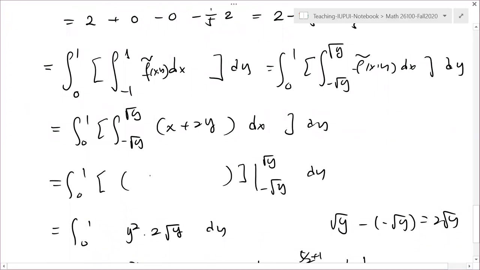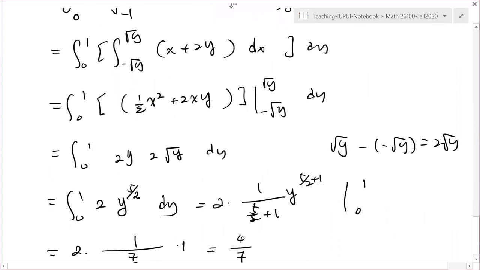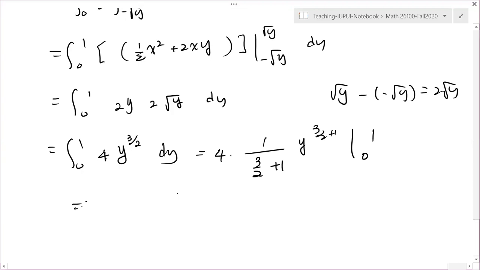Yeah. Then this will be half of x squared plus 2xy. Okay. And so I have a 2y here. X is going to give it to me. Yeah, let me erase this part. Okay. Yeah, I did not copy the original function. That's right. So I have a 4 here. This will be 3 over 2. Okay. So the antiderivative is 3/2 plus 1. Okay. And the y to the 3/2 plus 1.